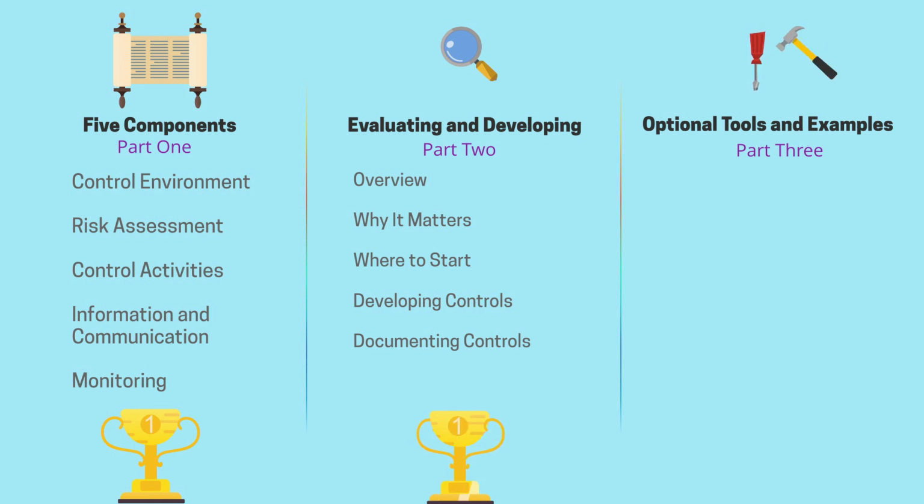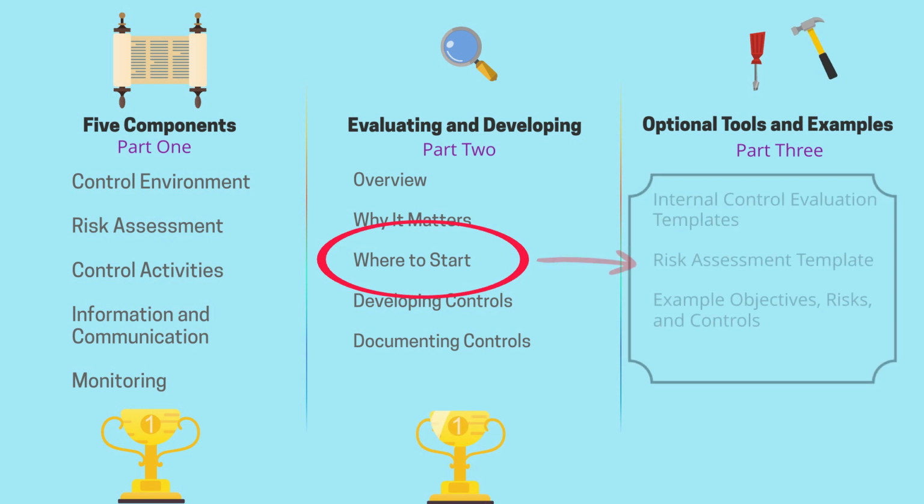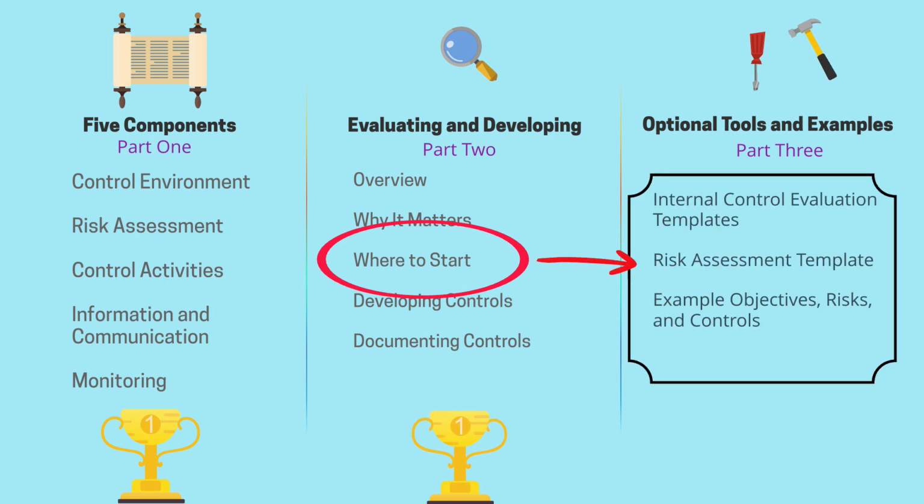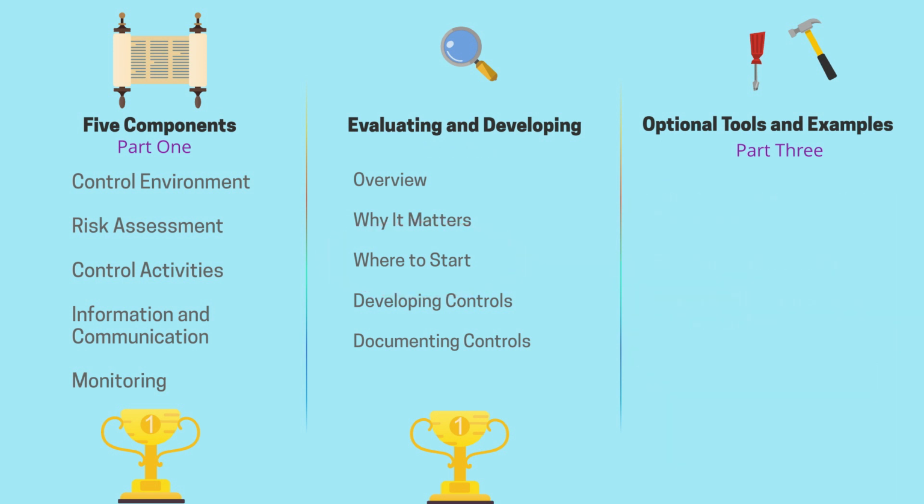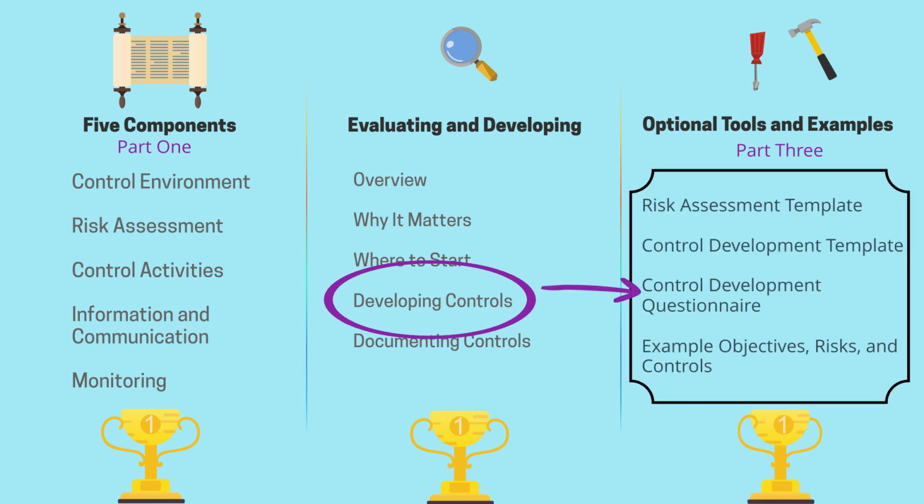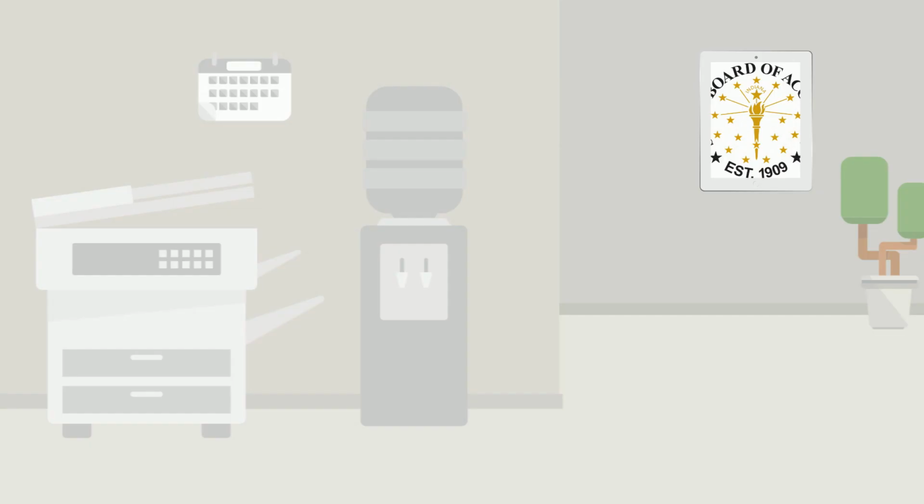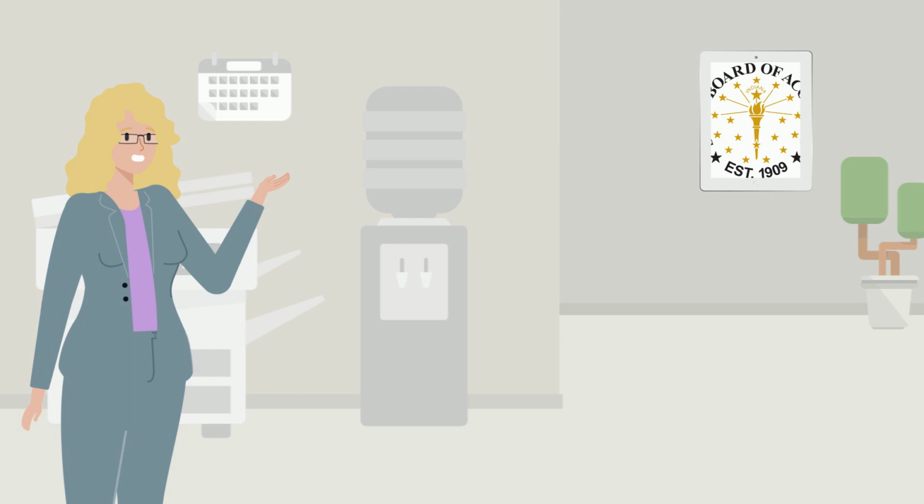For example, when considering where to start, management may wish to look at evaluation tools, the risk assessment template, or examples of objectives, risks, and controls. For the developing controls section, management may wish to review tools like the risk assessment template, the control development tools, or provided examples. Before we conclude, I have 2 things.